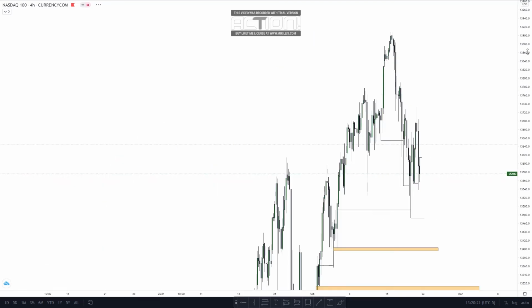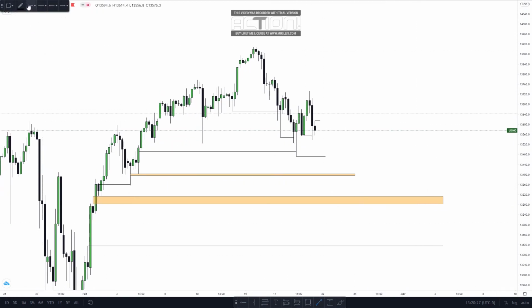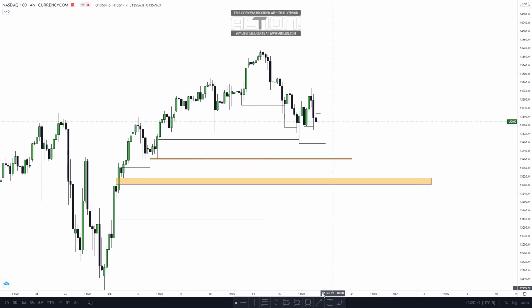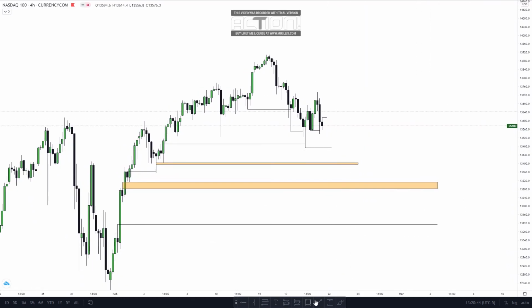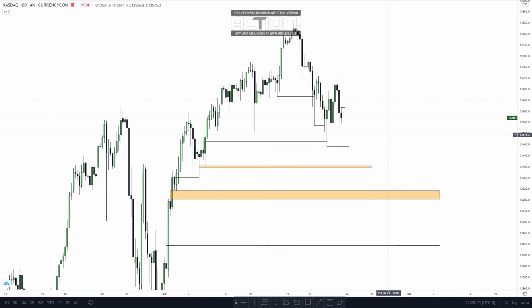And for the buying, it's the ones which I have marked out on the 4-hour and on the daily. I would expect price to get here, and then I would take my buy from this level right here, or if price pushes lower, I would look at this level right here, or if price pushes lower, I would look for this level right here.